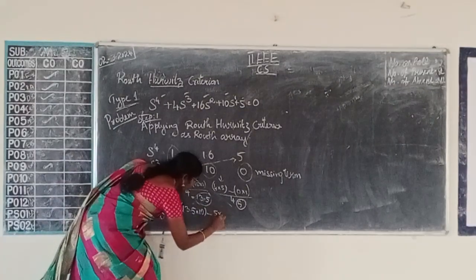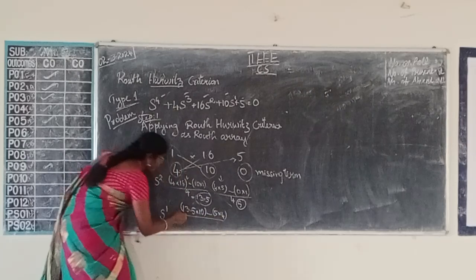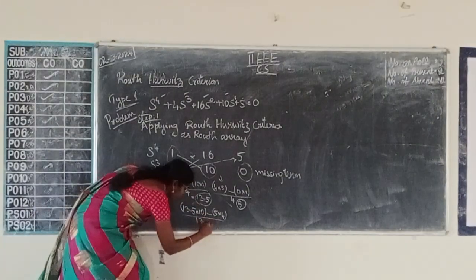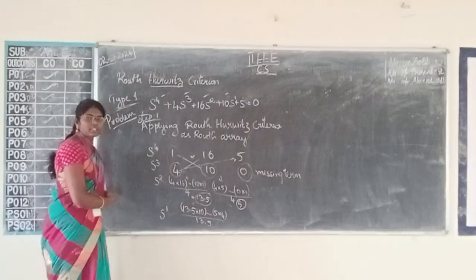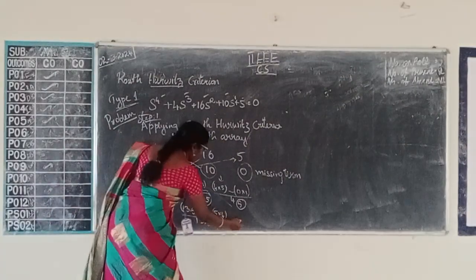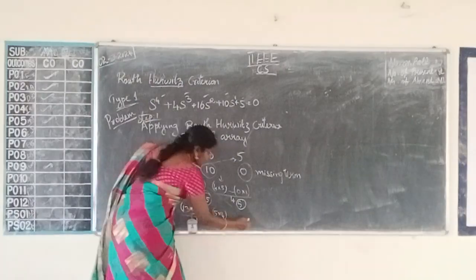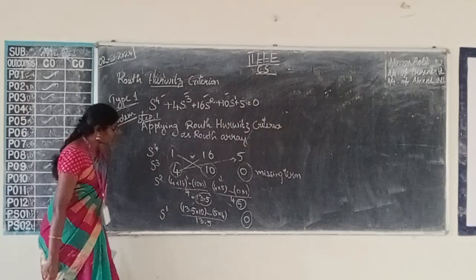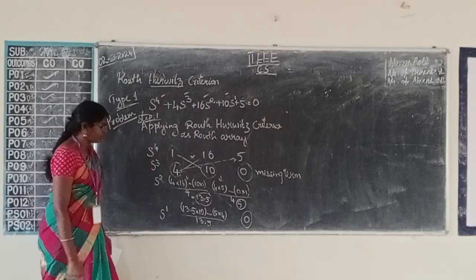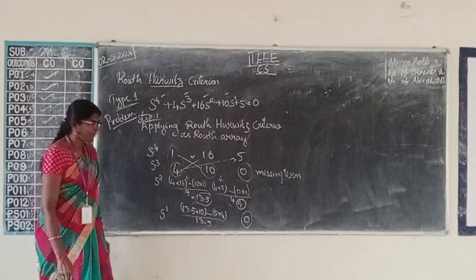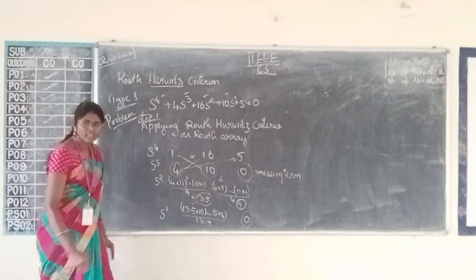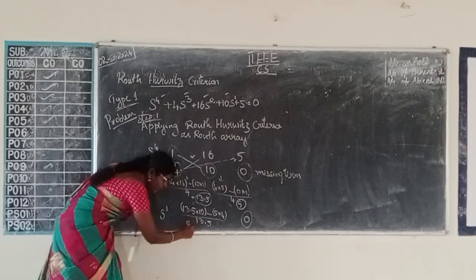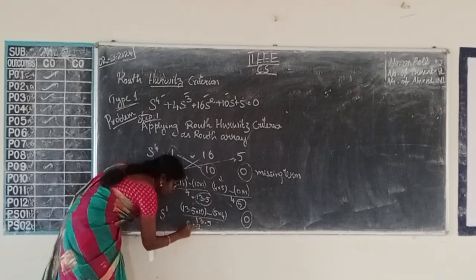So 5 into 4 divided by the first term, 13.5. What is the next term? There is no term here, right? So it is written as a missing term, 0. On solving this we will be getting 13.5 into 10 minus 5 into 4, divided by 13.5. What is it? 8.51 something, right? We will take it as 8.52.